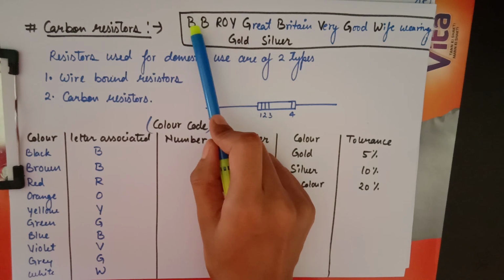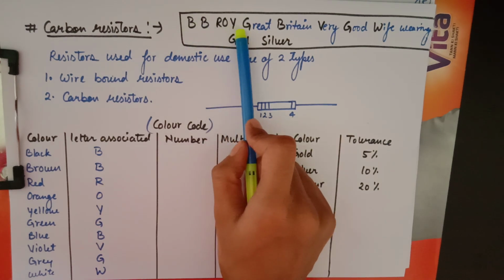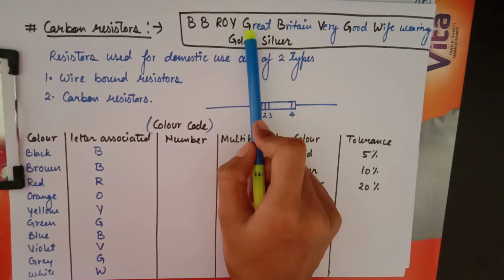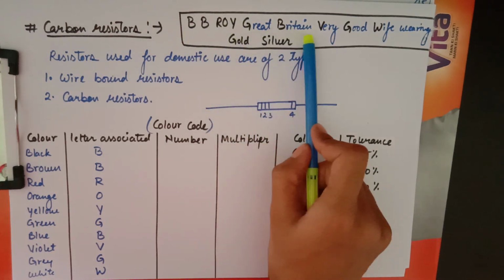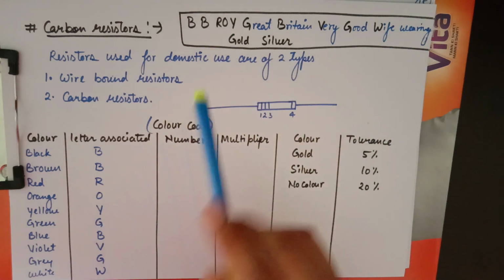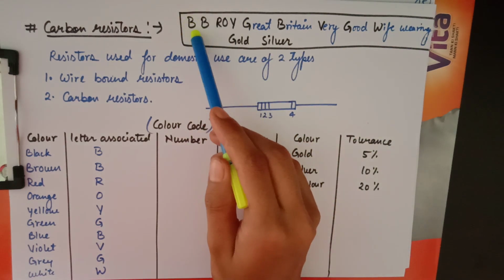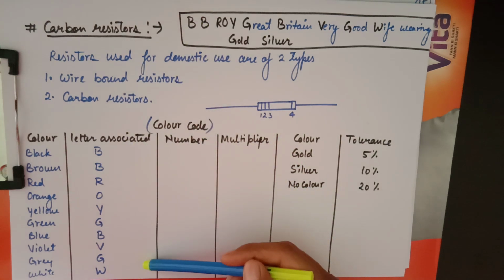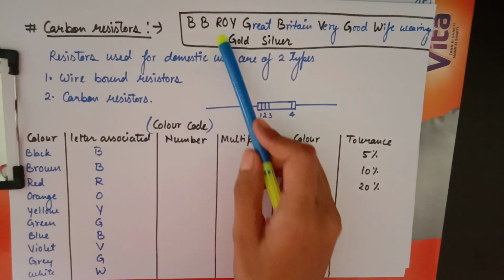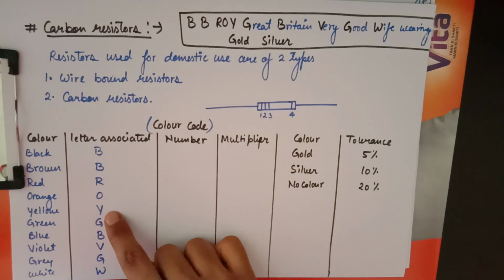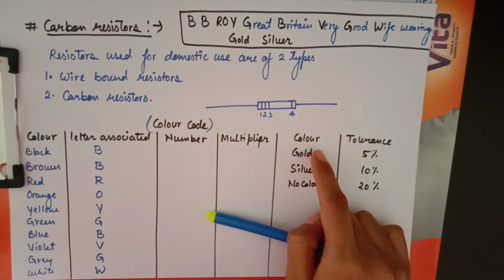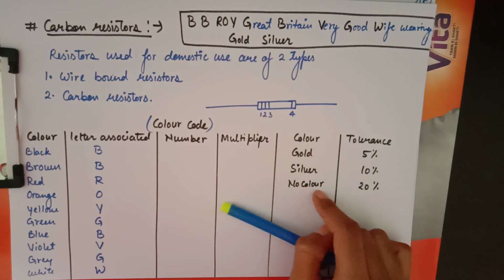B.B. Roy. B is capital, ROY is capital. B.B. Roy, Great. In Great only G is capital. B.B. Roy, Great Britain, Very Good Wife, Wearing Gold, Silver. So I have highlighted the words which are in the color code table with black letter. B means black. This is B. Roy, Great Britain, Very Good Wife, Wearing Gold, Silver, no color.